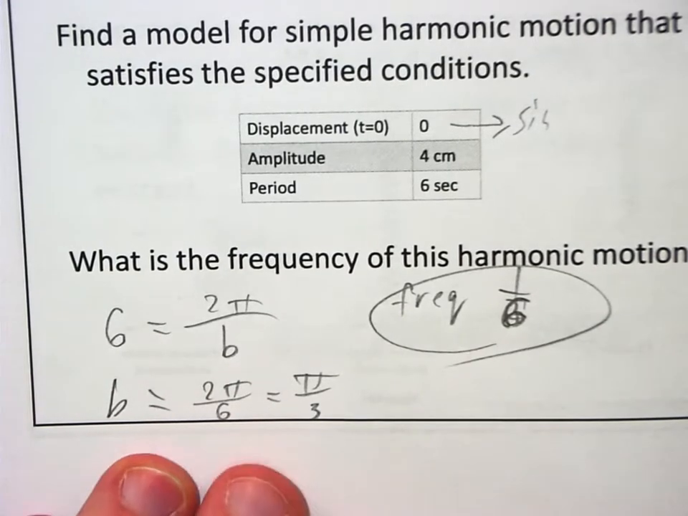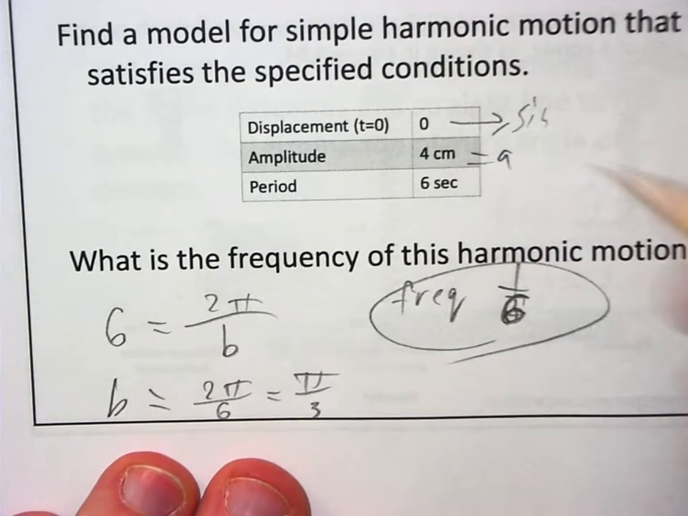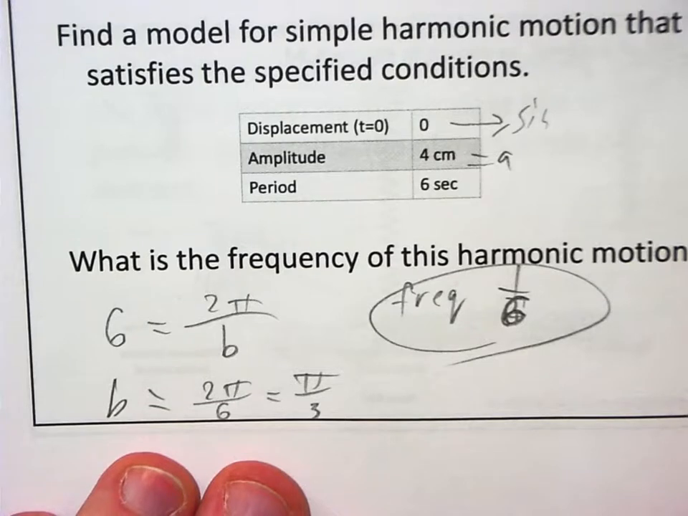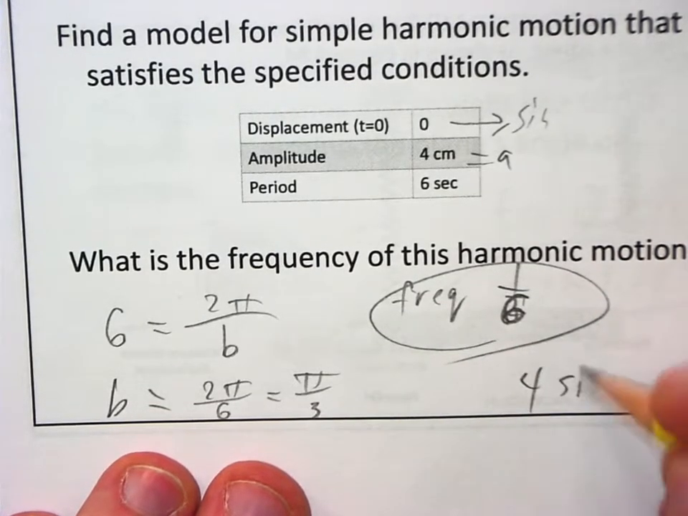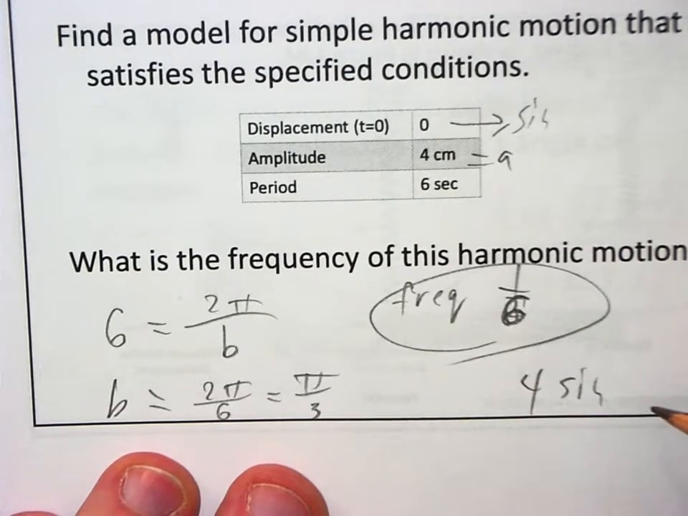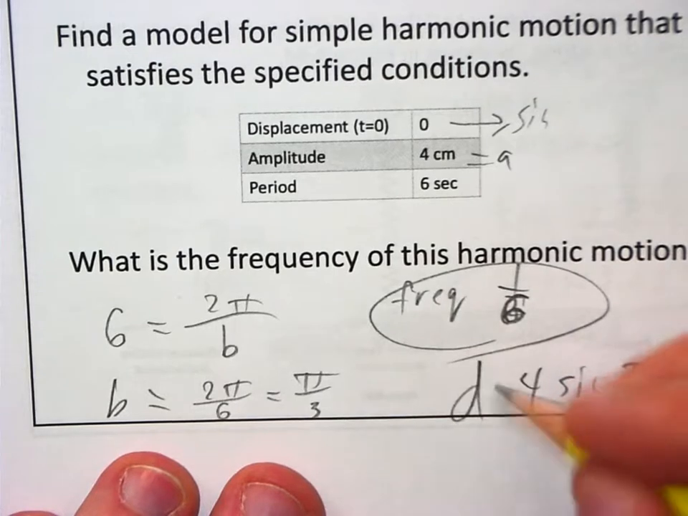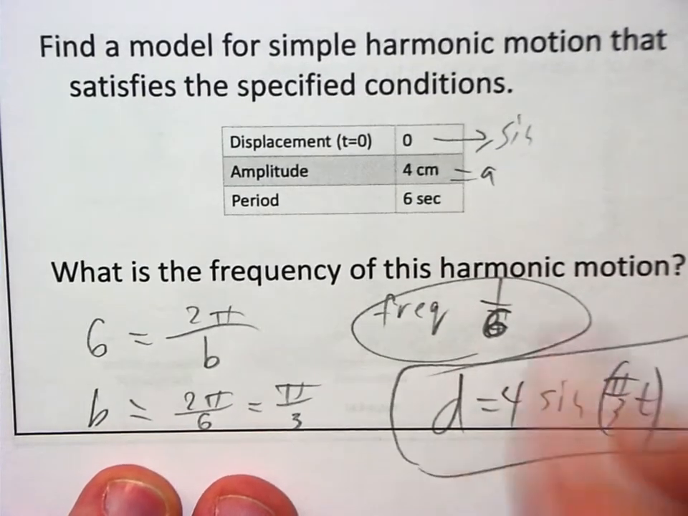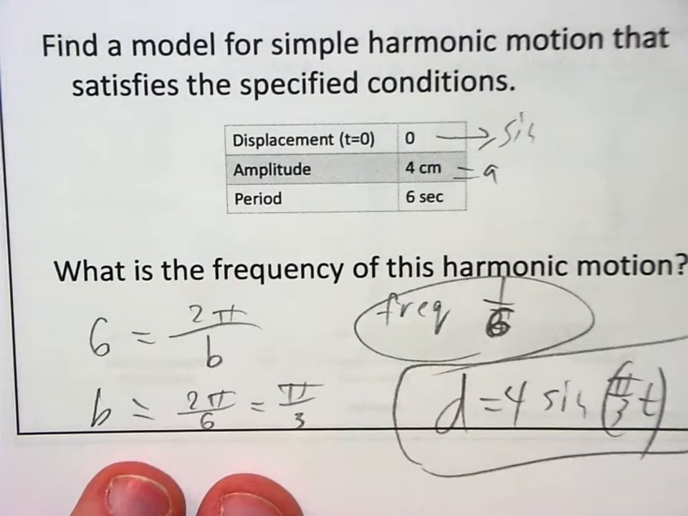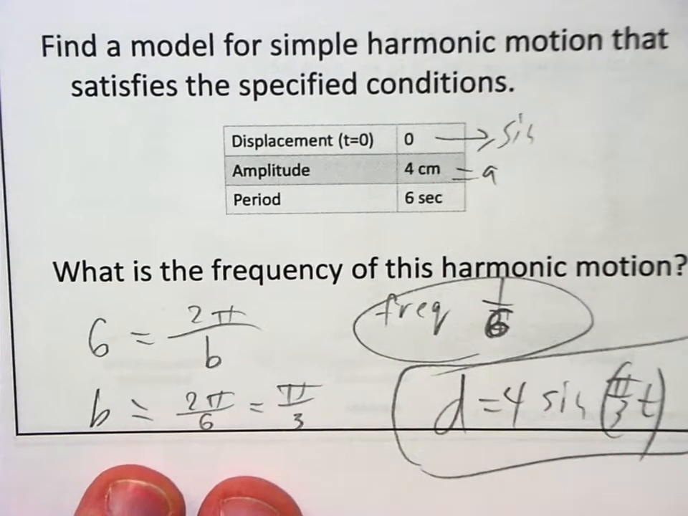Found the period already. We know the amplitude is equal to 4. So 4 times... Yeah, they use T and D for this, but yeah. So that would be your model. The frequency would be 1/6. Does that make sense?